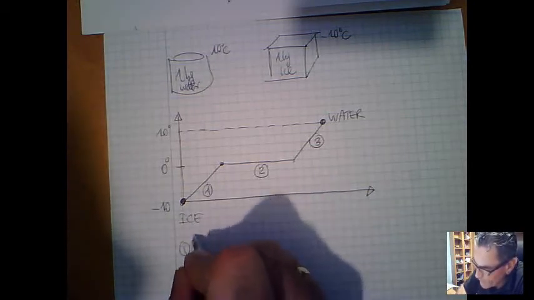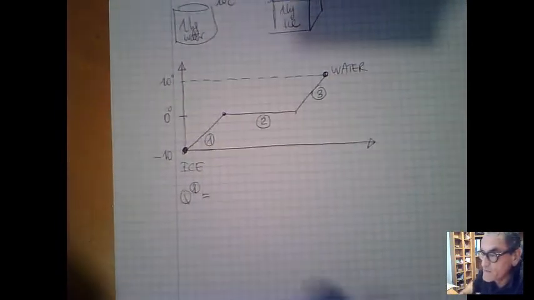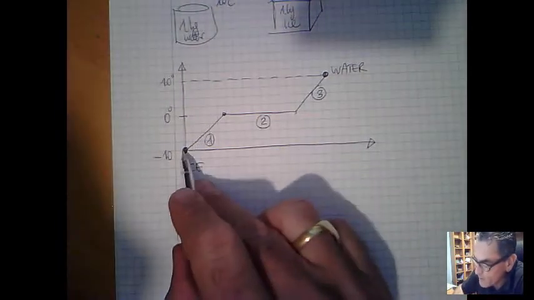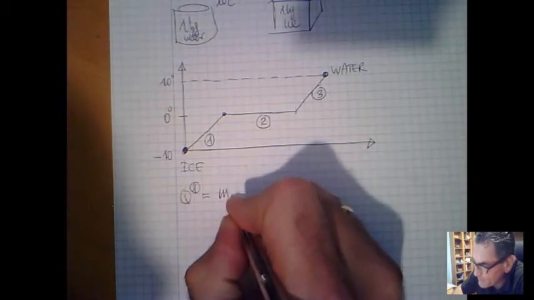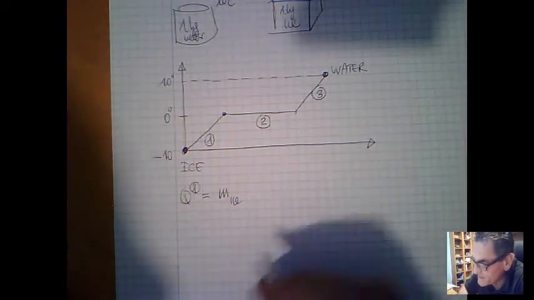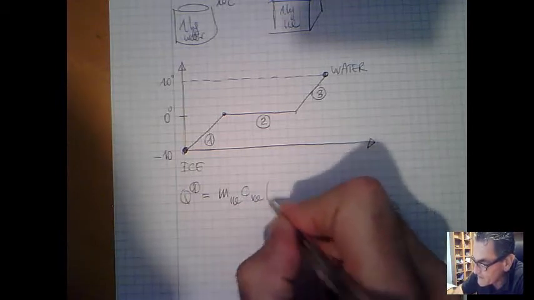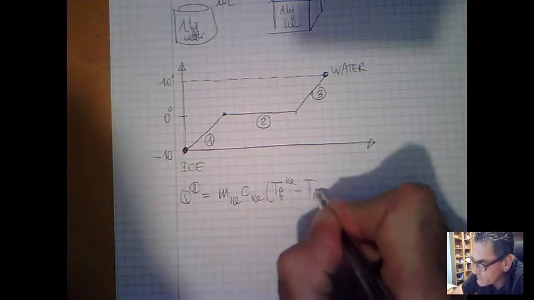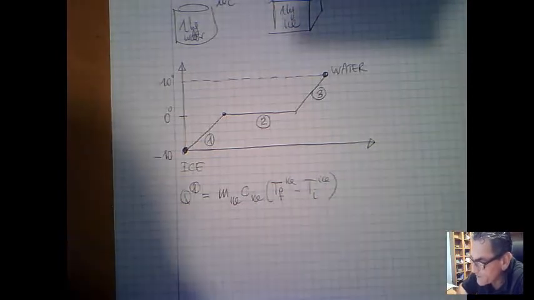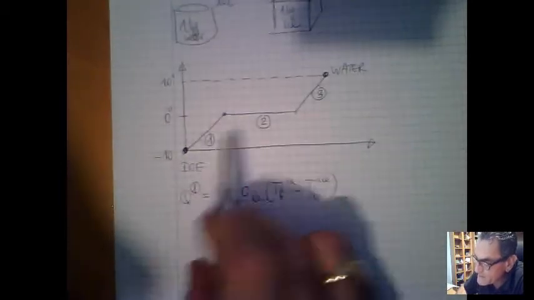What is Q1? Is somebody awake enough to say something at this point? What is Q1? Q1 is a heating up phase. So it's m, but now it's the mass of the ice, times the C of the ice, times the final temperature of the ice minus the initial temperature of the ice. I've just expressed the formula, making everything explicit. The mass of the ice is how much?